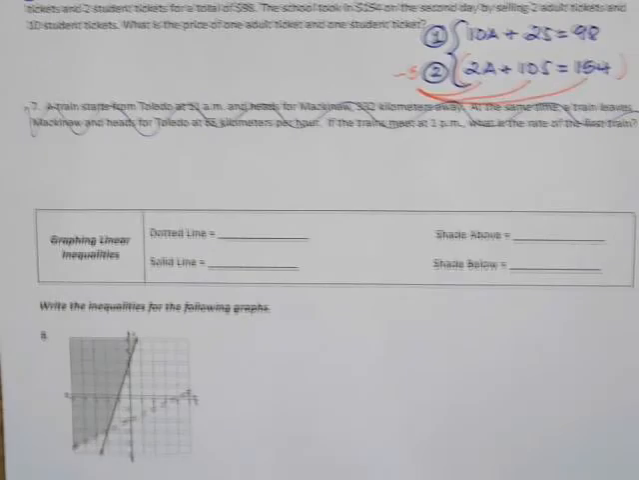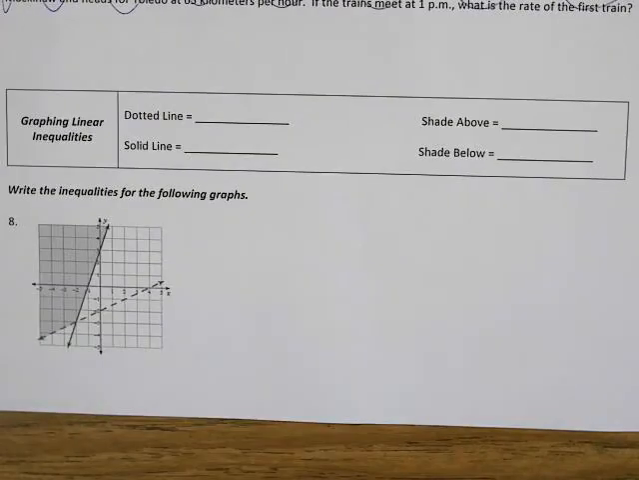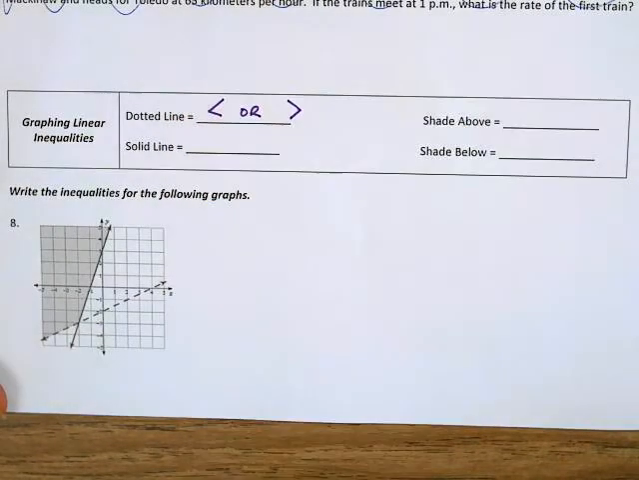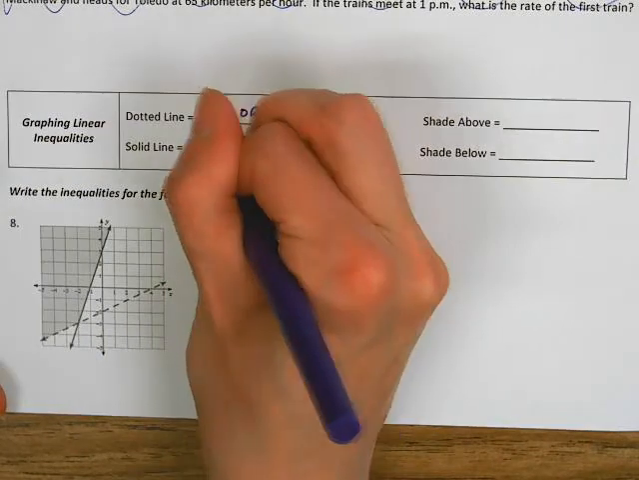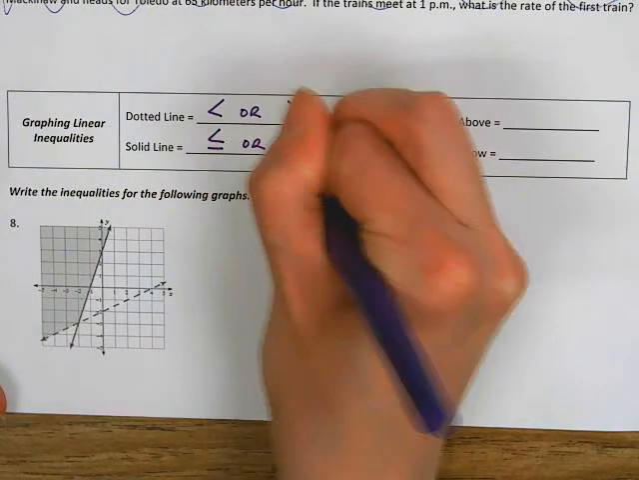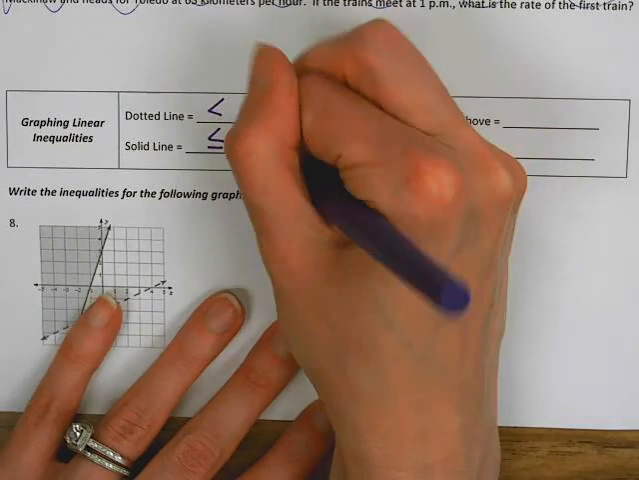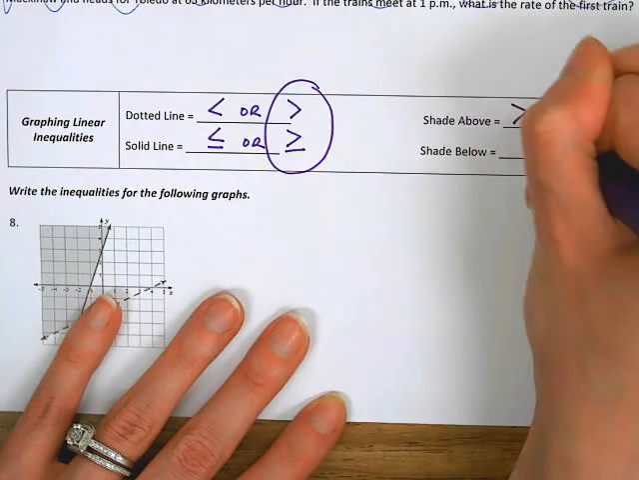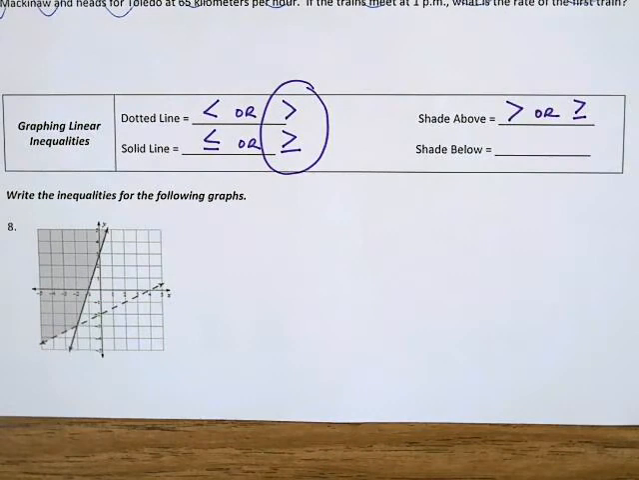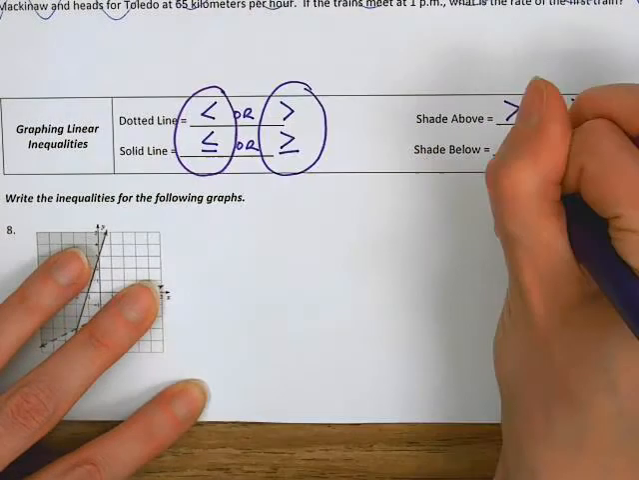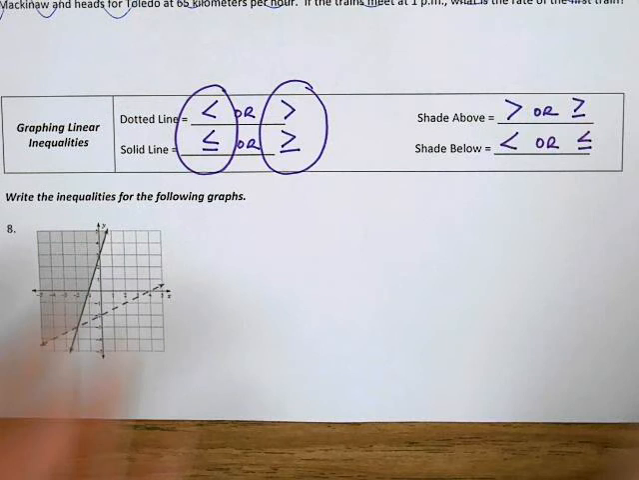All right, and then we have the inequality systems. So just remember, a dotted line is if it's strictly less than or strictly greater than. And a solid line is if it's less than or equal to or greater than or equal to. And then shaded above would be anything with a greater than sign. So greater than or equal to. And then shaded below would be anything with a less than sign. So less than or equal to.